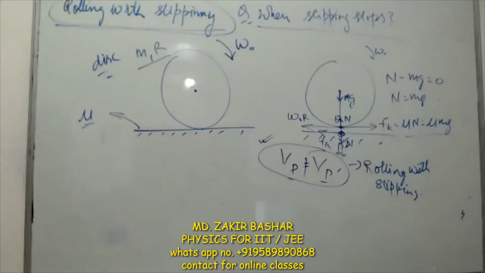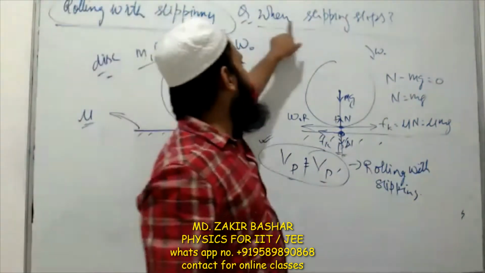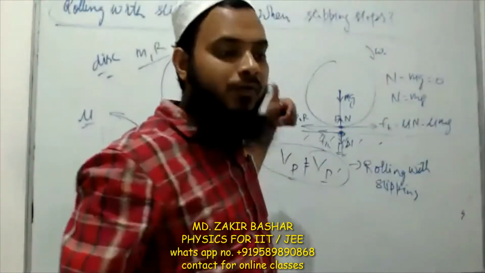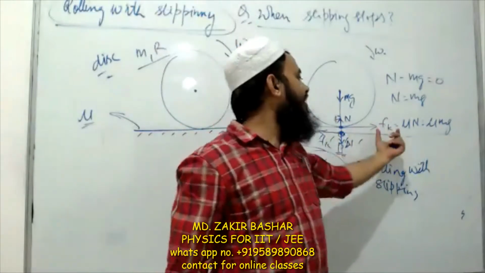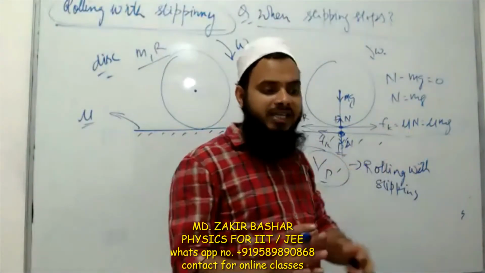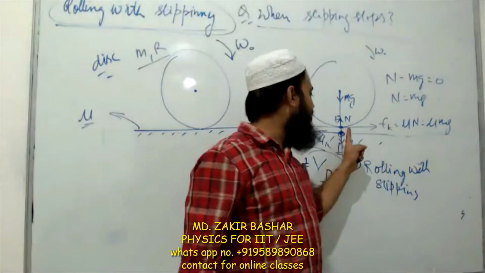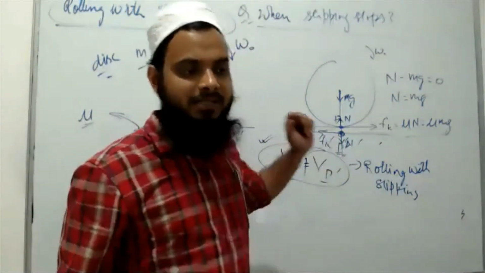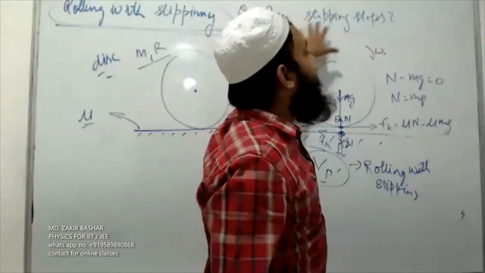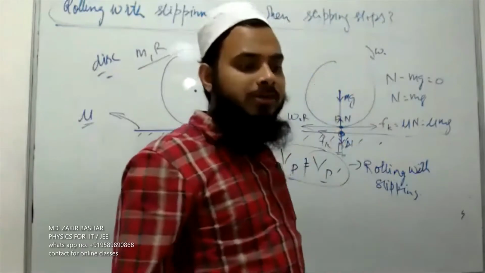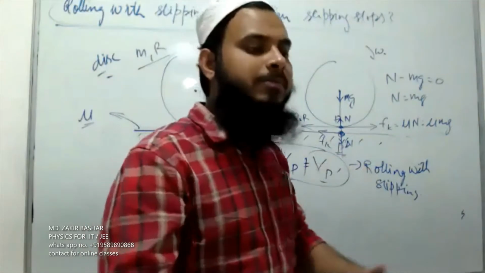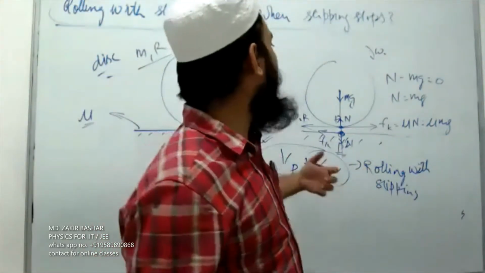Is it clear? So now my question is, when does the slipping stop? When slipping stops, what does it mean? It means when the kinetic friction will achieve its goal, when the velocity of the point P will become equal to the velocity of the point P dash. Yes, sir. Okay. Now, what is my question? My question is when slipping stops. So who will stop the slipping? The kinetic friction will try to stop the slipping. So kinetic friction will stop the slipping.